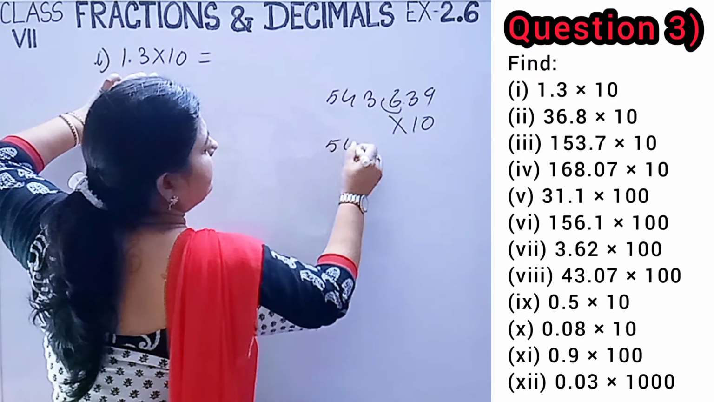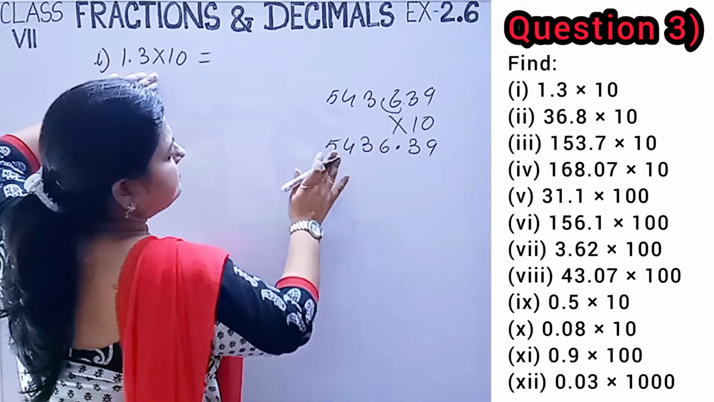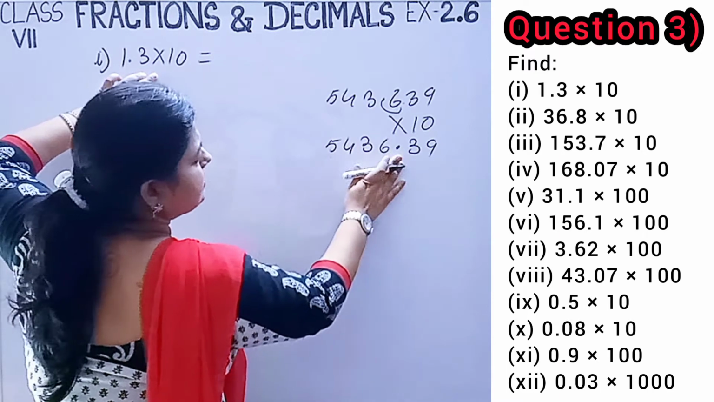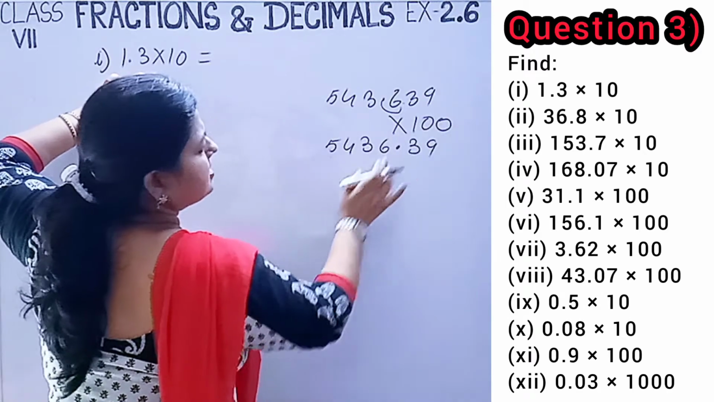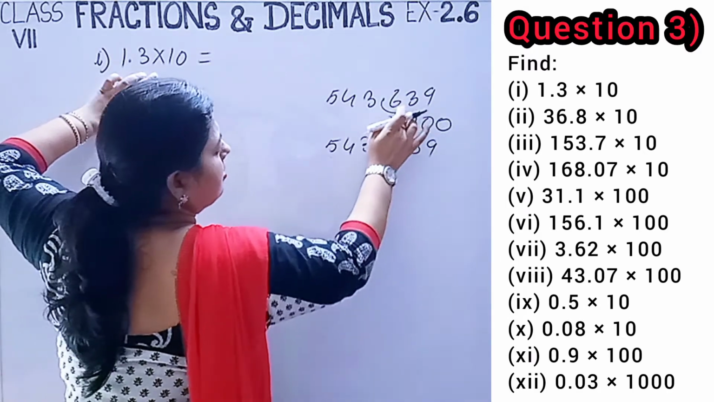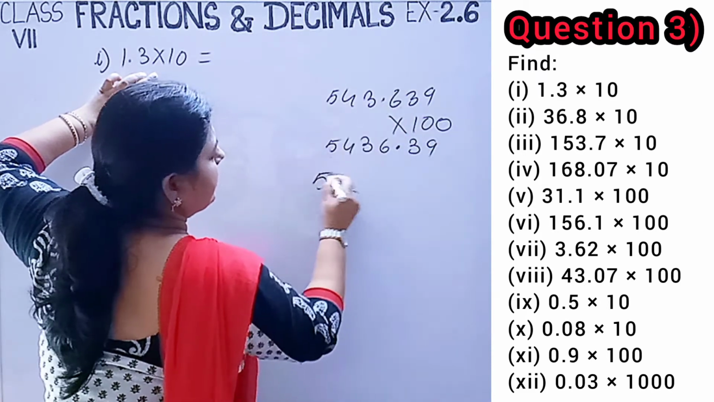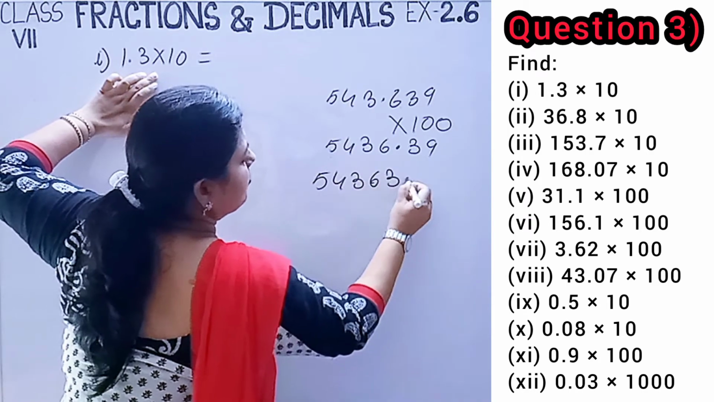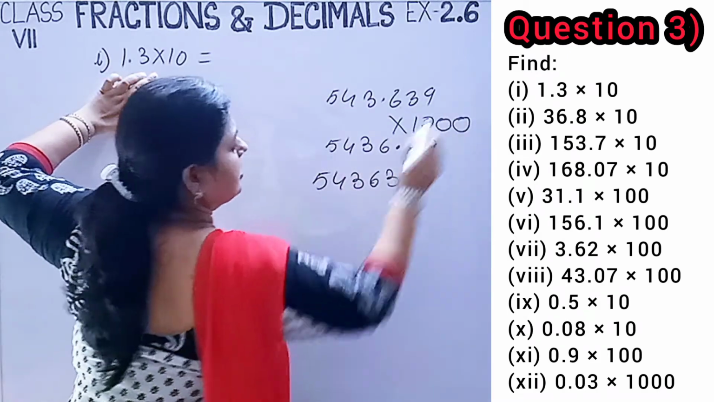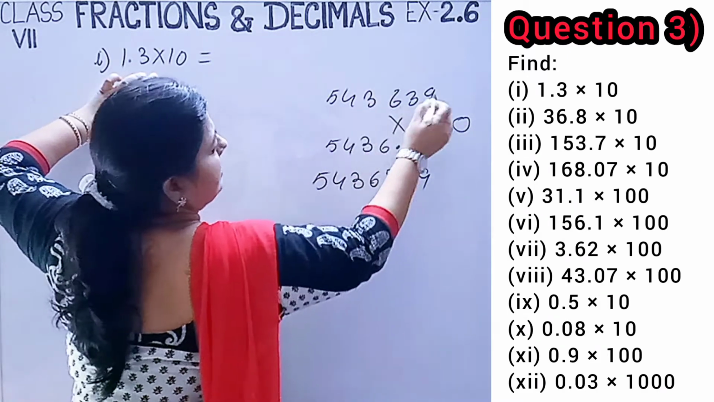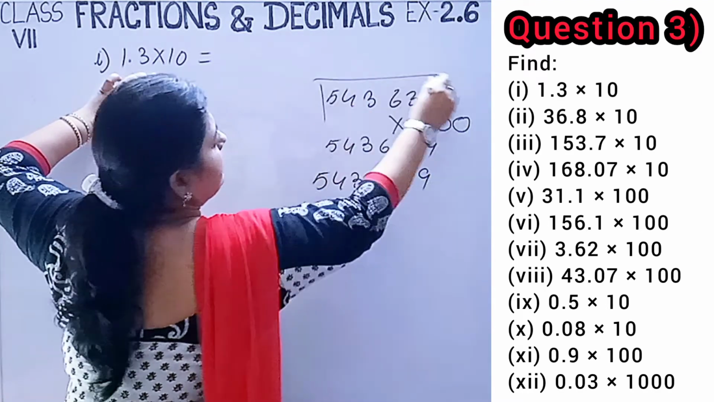It means answer will be 5436.39. If I want to multiply with 100, it means we have 2 zeros here. So this will shift 2 places. It means my answer will be 54363.9. Now if I want to multiply with 1000, so one more place it will transfer from left to right. It means answer will be this one.